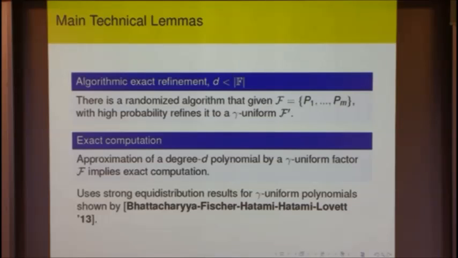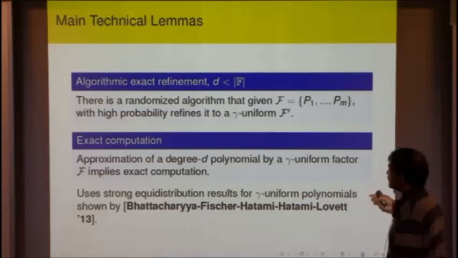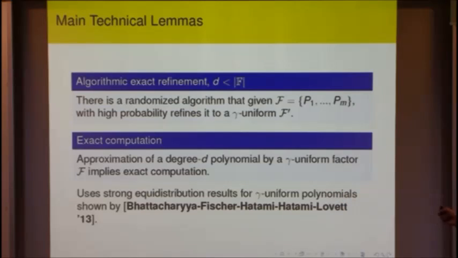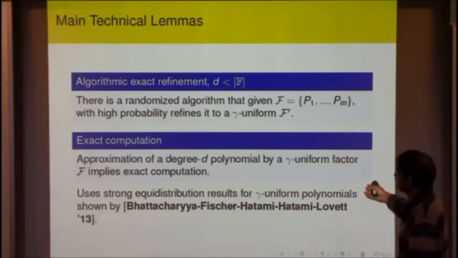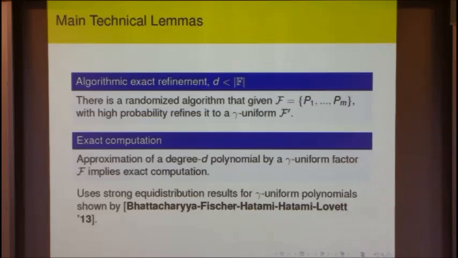Okay? So the proof of the second part uses strong equidistribution results. We have some new equidistribution results for gamma uniform polynomials. This was shown in an earlier work by myself, Eldar Fisher, Hamid Hatami, Pooya Hatami, and Shachar Lovett. So we use the techniques here to show that gamma uniformity is also enough to imply exact computation.